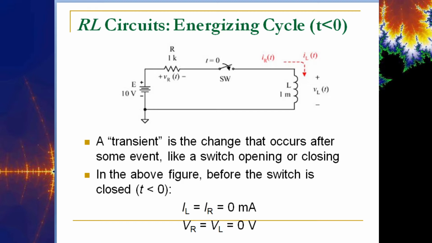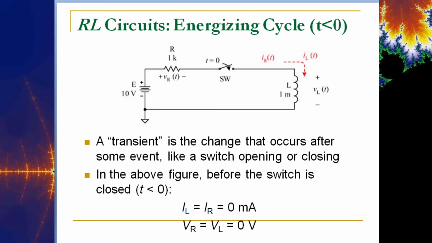So at time equals 0, the contacts make a connection, and we have all of our initial values. We've got a 10 volt source, a 1k ohm resistor, and an inductor of 1 millihenry. The period of time that we're talking about is the transient period. This is what happens before the circuit gets to steady state.